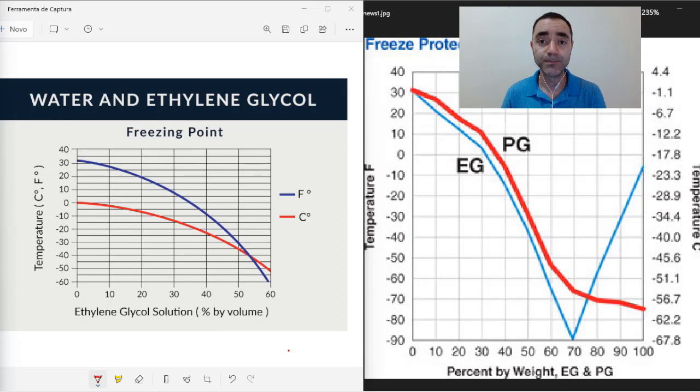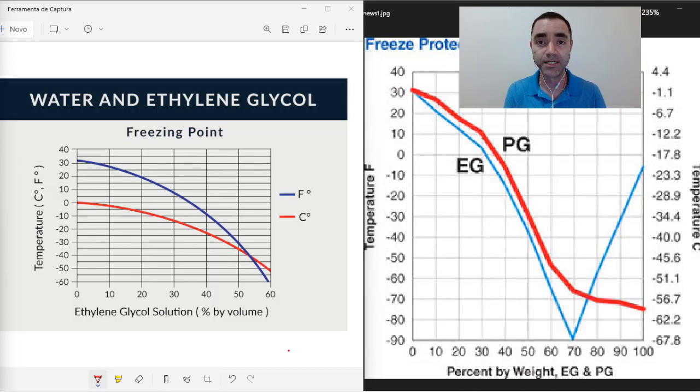Another component that can be used for this purpose is propylene glycol. It's a very similar component, but different from ethylene glycol, it is not toxic. So in the food industry, in any process where you can have contamination of the coolant with your process and it gets to human use, for instance, you will prefer to use propylene glycol because it's not toxic in comparison with ethylene glycol.